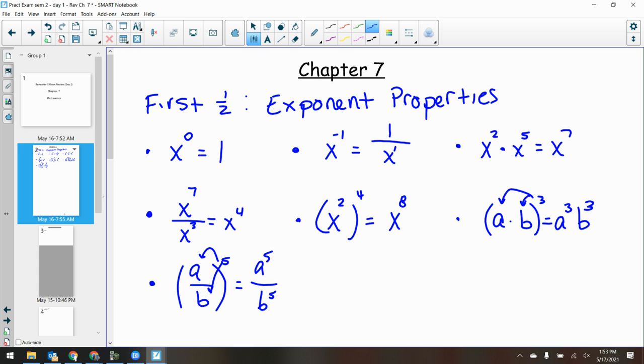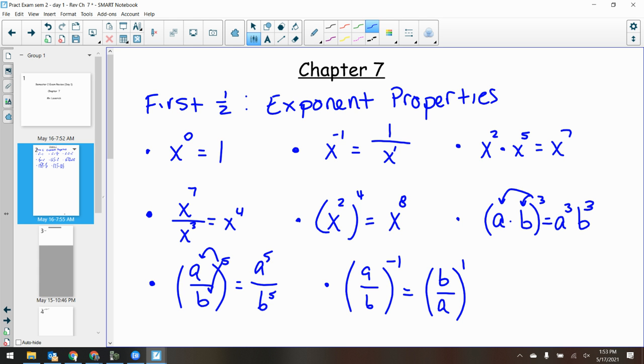I'm trying to think, I think that's it for all the exponent rules. Oh, that's a good point. If you have a over b to the negative 1 power, you've got a fraction and you raise it to a negative power, you just flip the insides and make the exponent positive. Take the reciprocal.